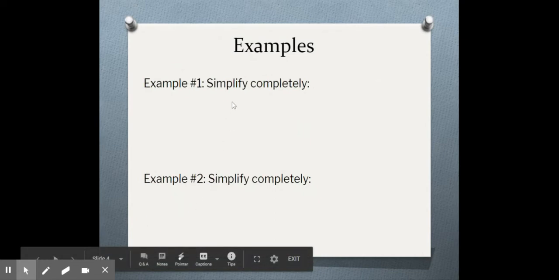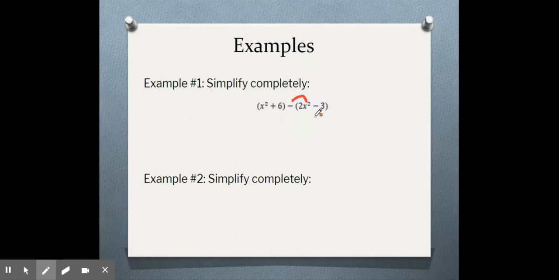For example, in our example one, you're going to simplify this polynomial completely. See how we have that negative sign? So we are actually going to distribute this negative. So that was a positive, so this is now going to become a negative 2x squared. And this negative also gets multiplied by this one, so a negative times a negative turns into a positive 3.